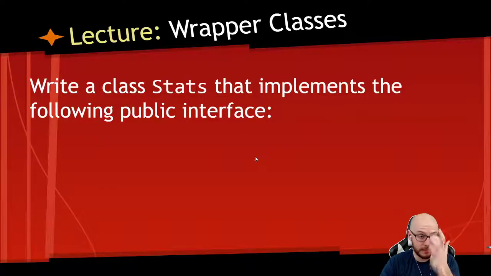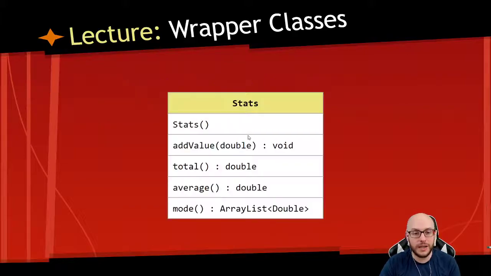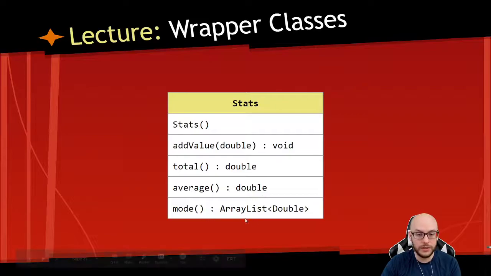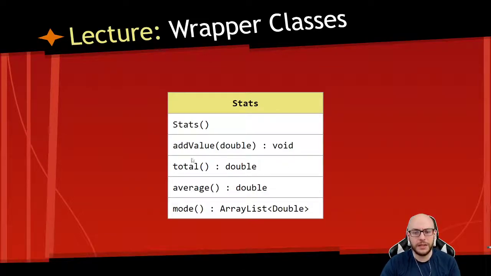Let's code Stats. Okay, write a class Stats that implements the following public interface. First thing I want you to notice is this stuff is not underlined. We're not going to make a utility class. We're going to look at a slightly different approach where we actually have an ArrayList as an instance variable.